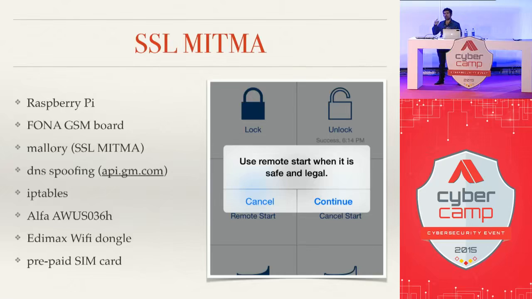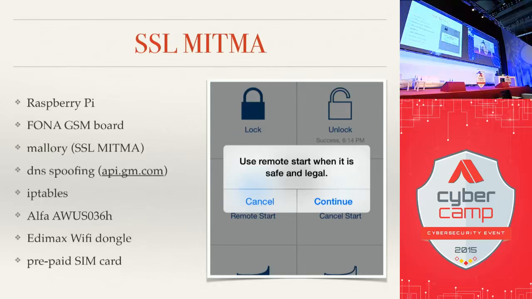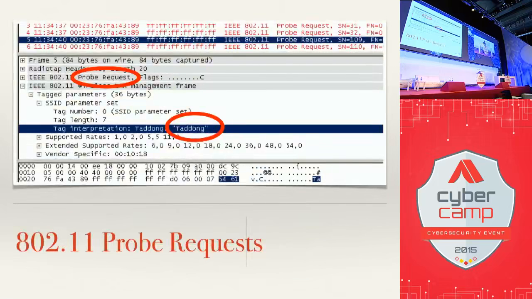I also used DNS spoofing so that I'm only doing that SSL man in the middle for GM servers. GM owns OnStar in the US. So the cool thing here is that if you go to Google or Gmail or something else that has SSL, I don't actually perform interception there, so you don't notice anything's wrong. I also used IP tables, an Alpha card for Wi-Fi, and an EdiMax Wi-Fi dongle as a SIM card.